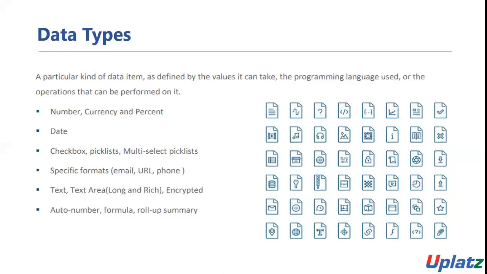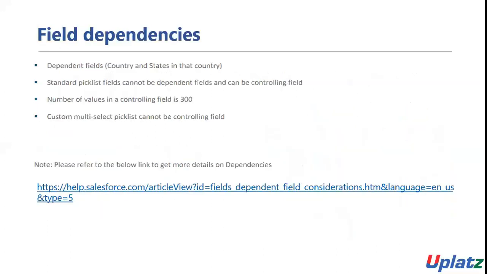For text, we have the text data type, then we have text area, long and rich, and then we have text encrypted. Then we have auto number, formula, and roll-up summary. We will talk about formula and roll-up summary later in our coming modules. Field dependencies.